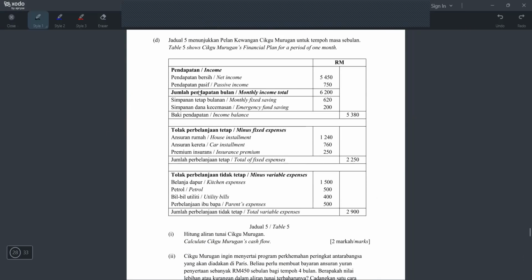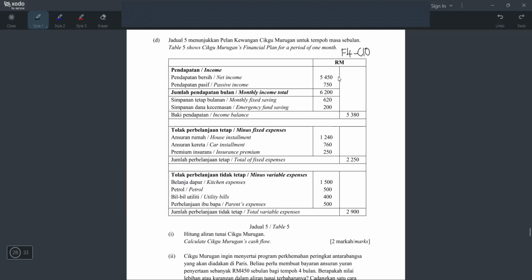Okay, question D. This is from Form 4 Chapter 10, Consumer Mathematics, Financial Management. Because when you see income and expenses like this, then it's definitely from Form 4 Chapter 10. Okay, so let's read the question. Table 5 shows Cikgu Murugan's financial plan for a period of 1 month. So this is for 1 month only.